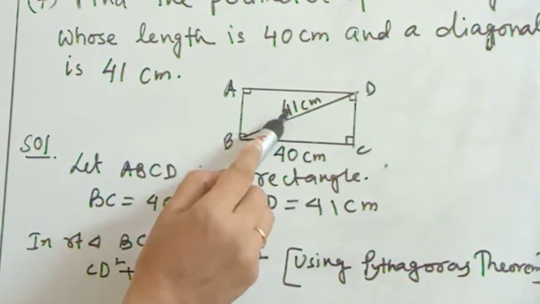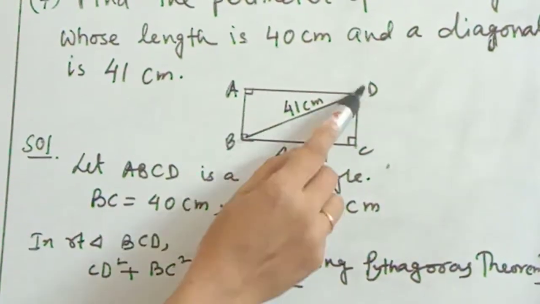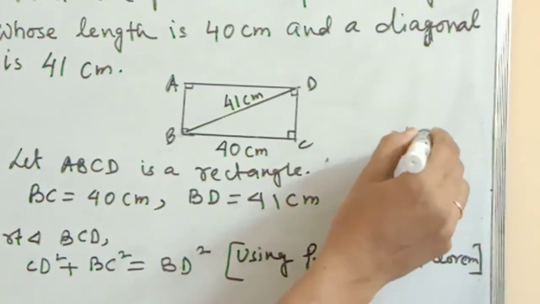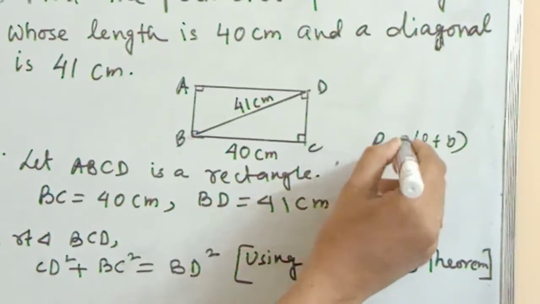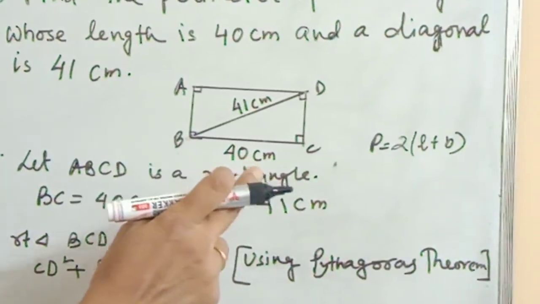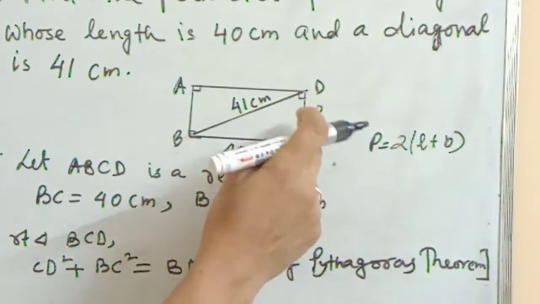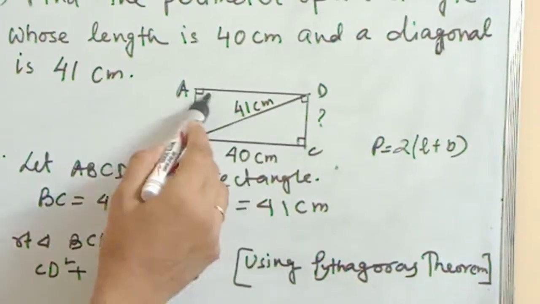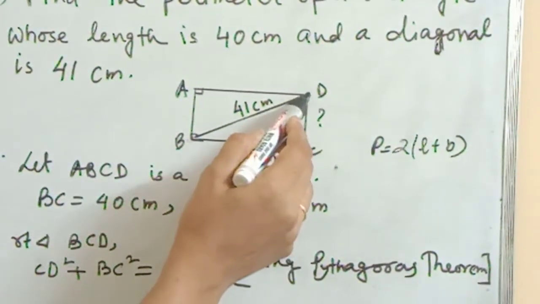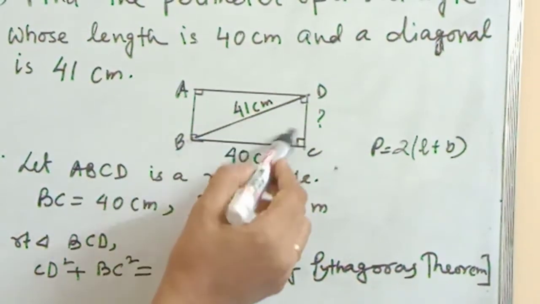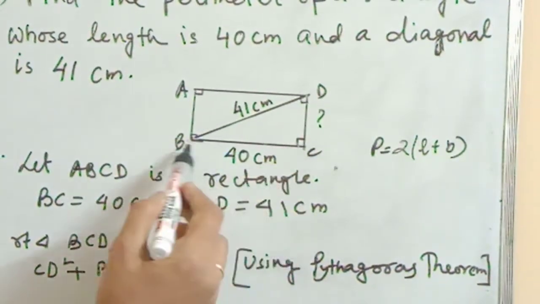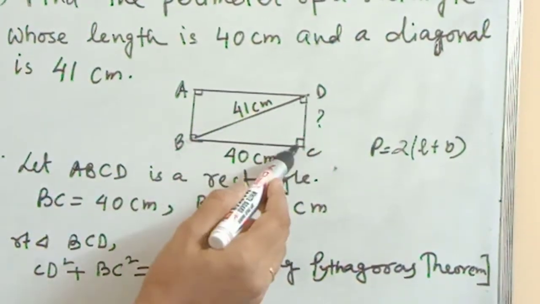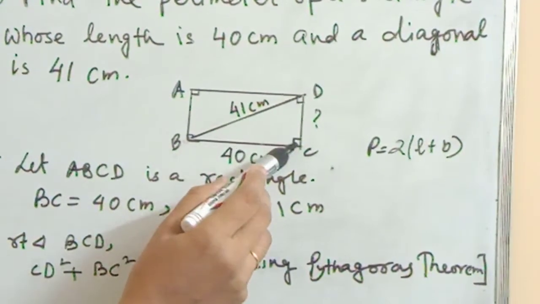To find the perimeter of the rectangle, you need the length and the breadth, and you know the perimeter is 2 into L plus B, where length you know is 40 centimeter, breadth you don't know. To find the breadth, as it is a rectangle, we know that all the angles are 90 degree. Take triangle BCD, where angle C is 90 degree, BC 40 centimeter, and hypotenuse BD, which is opposite the right angle.